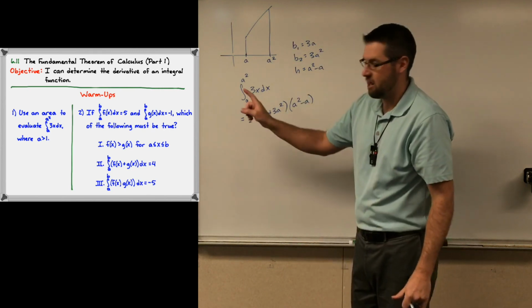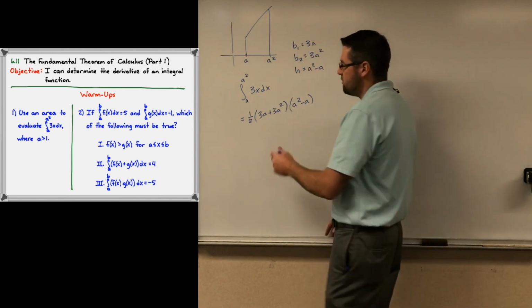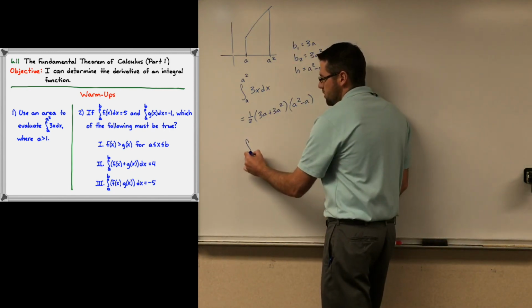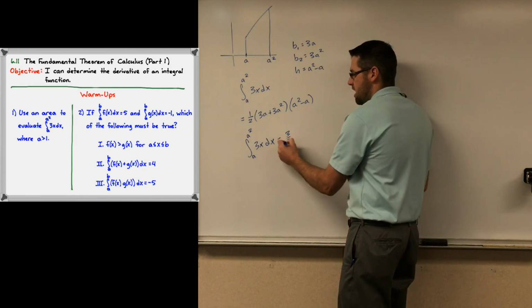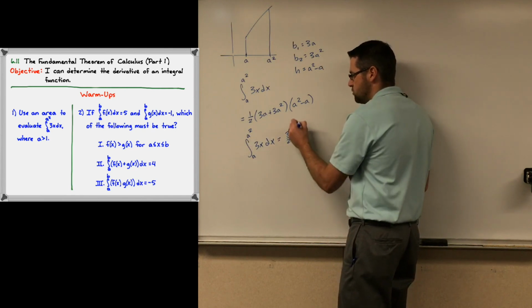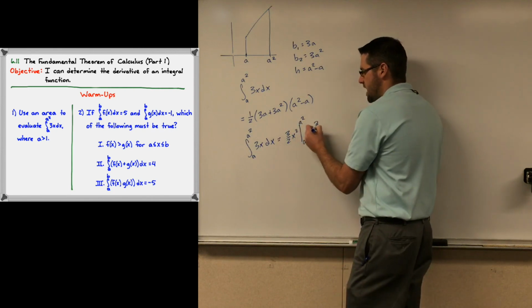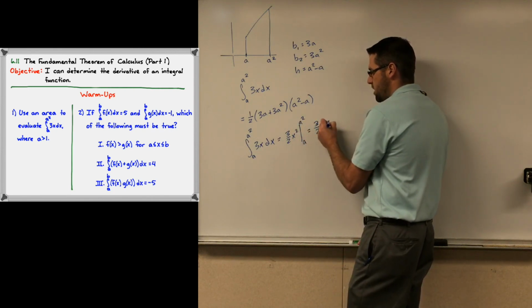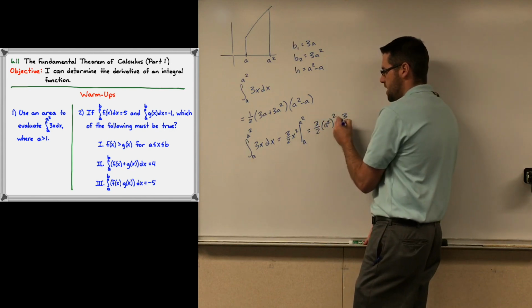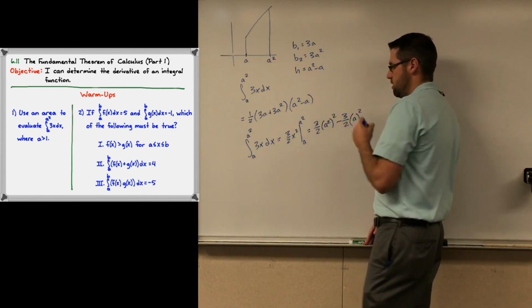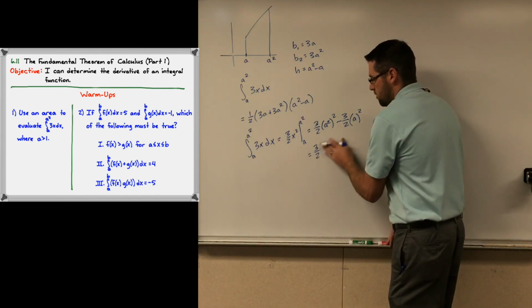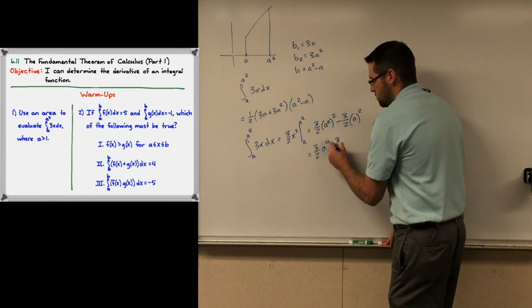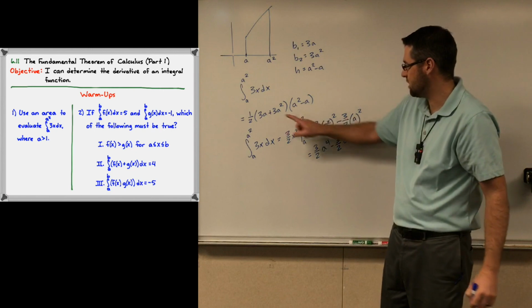Okay, but it said use area, so that would imply graphically. If you were going to do it analytically, what do you have to do? Take the antiderivative. So what's the antiderivative of 3x? 3/2 x squared evaluated from a to a squared. So that's going to be 3/2 of a squared squared minus 3/2 of a squared. So that simplifies to 3/2 of a to the 4th minus 3/2 a squared. So you have to ask yourself, is this equivalent to this?